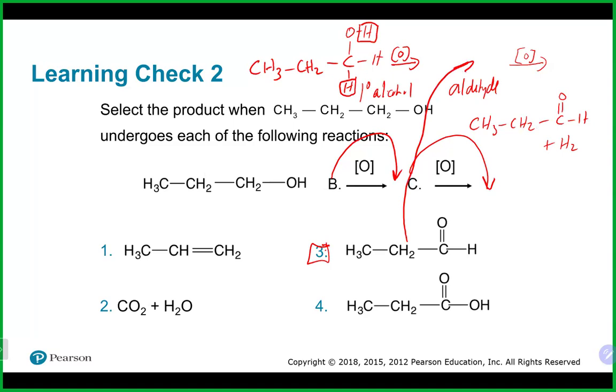Then if I oxidize the aldehyde, I'll just do the arrow this way. We'll get a carboxylic acid. And that means that all I'm doing in this oxidation is basically putting in an oxygen there. It's gaining oxygen. And that will get me that guy. Yeah, that's the second one.